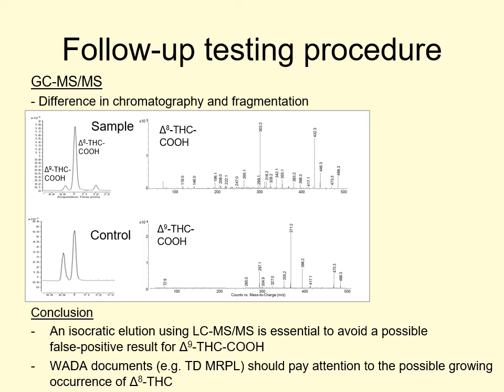In this specific case, the concentration of Δ9-THC carboxylic acid was estimated in the normally used routine quantitation method higher than the decision limit. In reality, using the follow-up testing procedure, the concentration of Δ9-THC carboxylic acid is below the decision limit. A co-elution of Δ8-THC carboxylic acid is responsible for this overestimation. In addition, it should be mentioned that WADA documents should pay attention to the possible increased occurrence of Δ8-THC in the near future. Thanks for your attention.